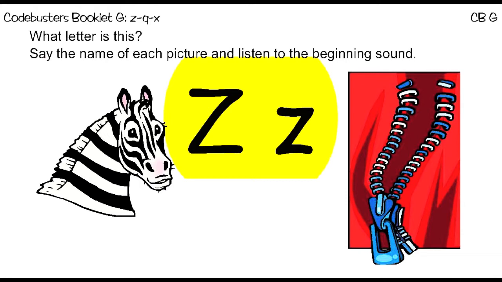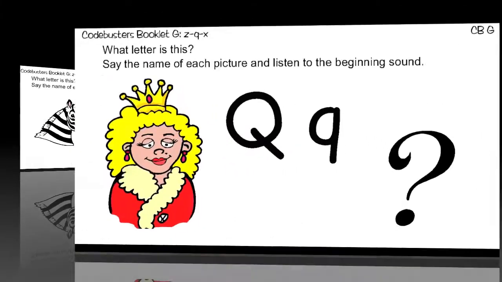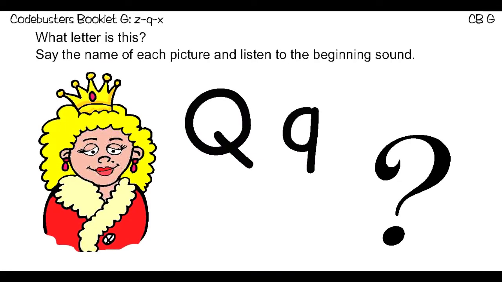Next, introduce upper and lowercase letters by saying, "This is an uppercase Z." Can you say uppercase Z? This is a lowercase z. Can you say lowercase z? Good. Let's move on to the next letter.